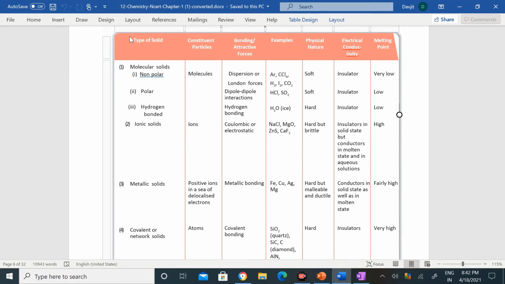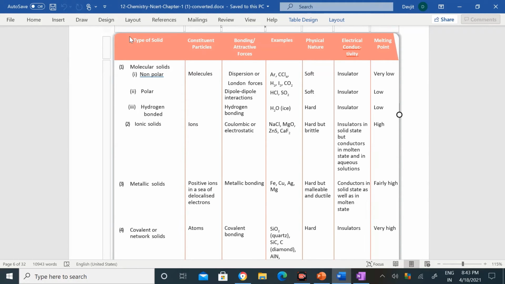Now the important thing is, along with this property, examples are very important. In CBSE exam, sometimes examples are given and you are asked, tell me which kind of solid it is. So you should know the examples. NaCl, MgO, magnesium oxide, zinc sulfide, calcium fluoride. So these are ionic.